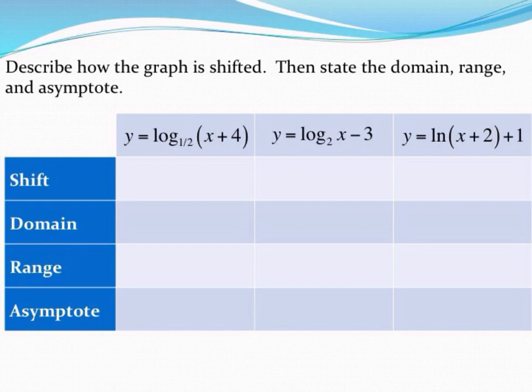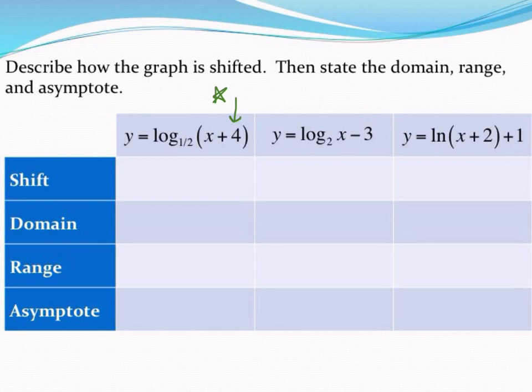So here are 3 examples of logarithmic equations. Let's go ahead and describe how the graphs have been shifted and then state the domain, range, and the asymptote. So notice too, I haven't graphed anything. I don't really care about graphing these. If you want to graph them, I would just use a table on my calculator. But for now, let's just worry about describing the domain, range, and asymptote. So first up, I want to describe the shift. Notice this time there's a number inside parentheses. As we just discussed, that's a number that affects where my asymptote is located.